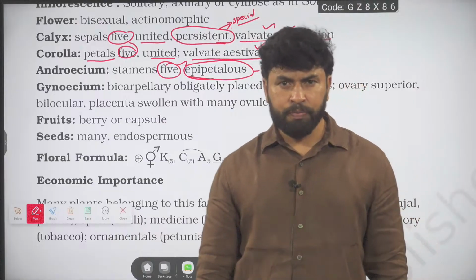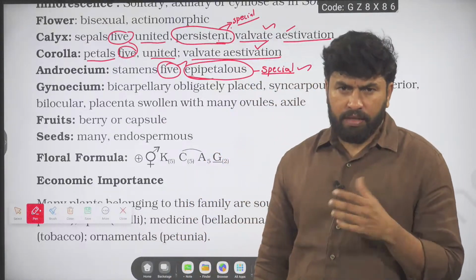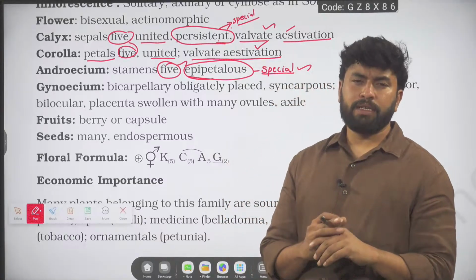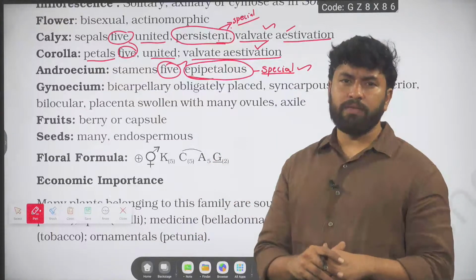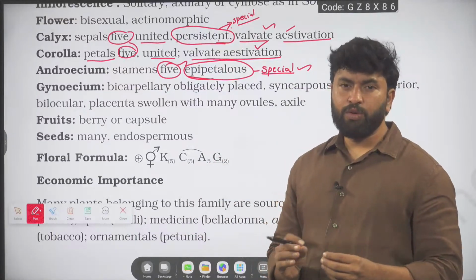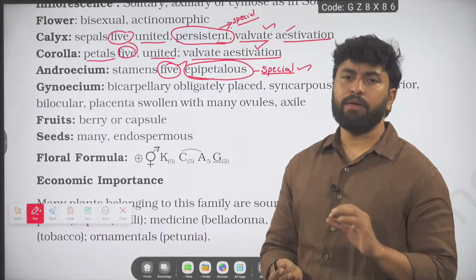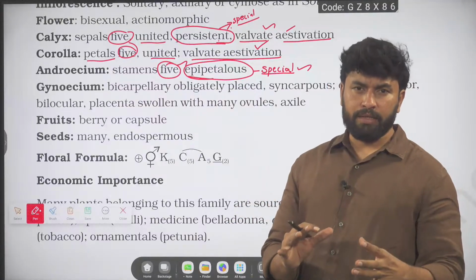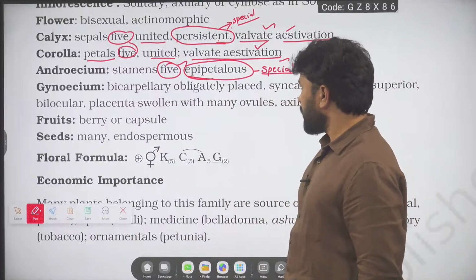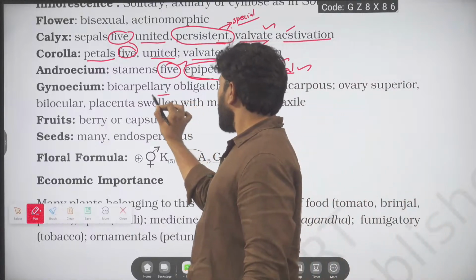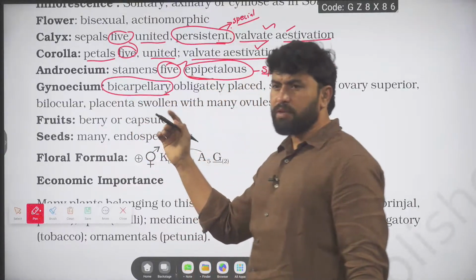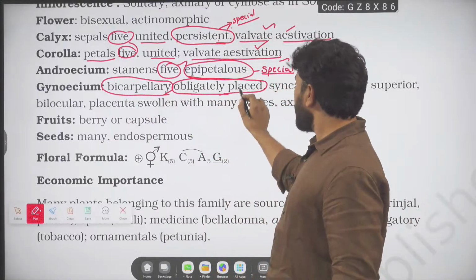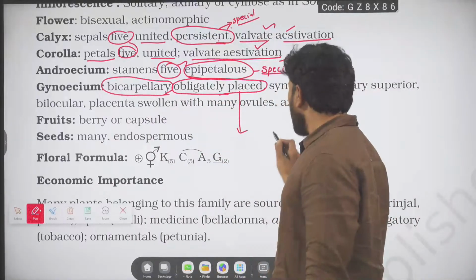Stamens are attached to petals. This feature we will also find in Liliaceae, but it is totally different. In Liliaceae members, stamens grow on the surface of tepals because they do not have sepals and petals separately. They have conditions where sepals and petals are united, forming perianth. So this is a special feature. Gynoecium, bicarpellary. This is also not very special, but obliquely placed.